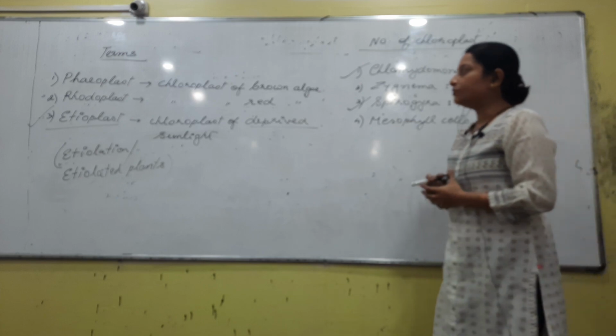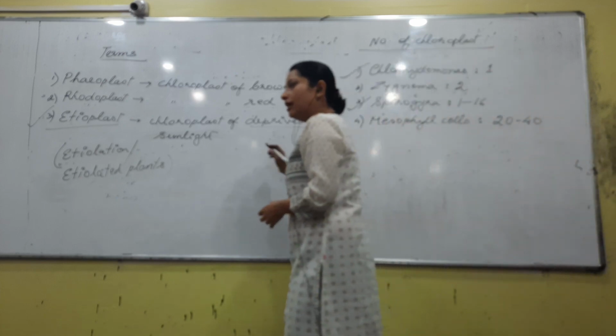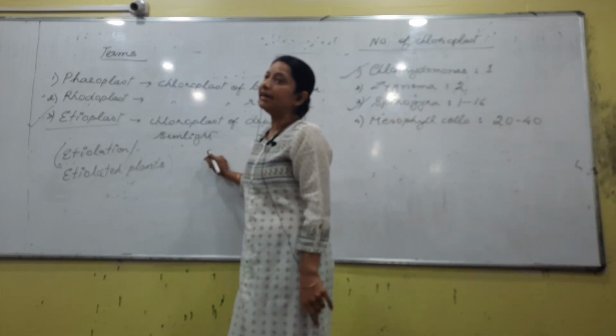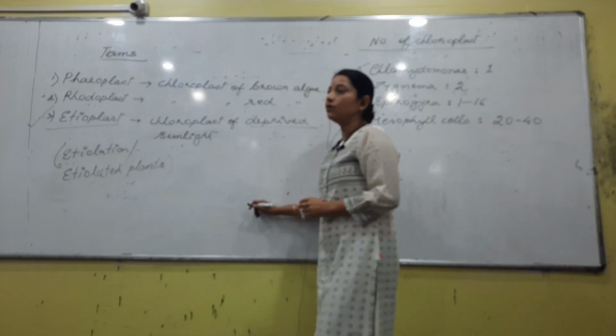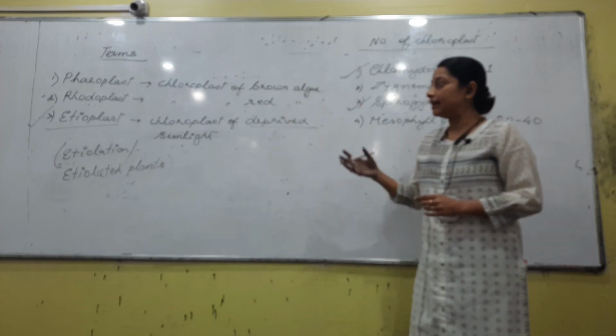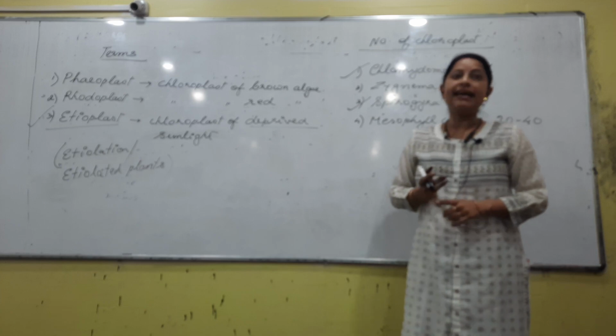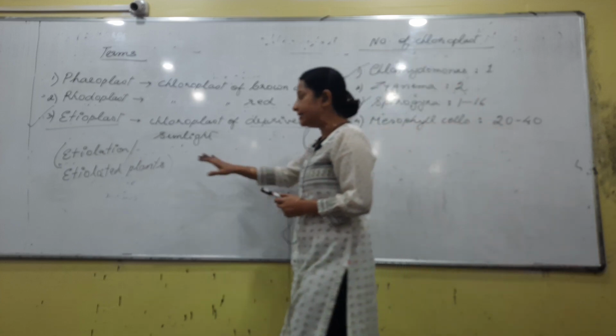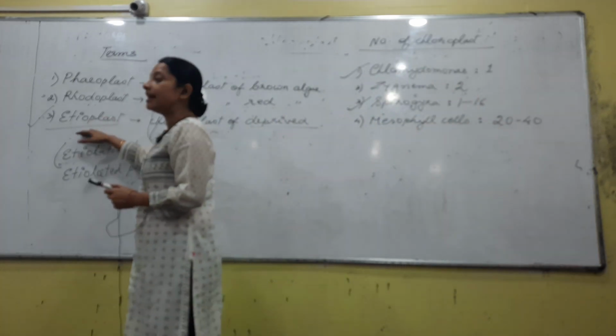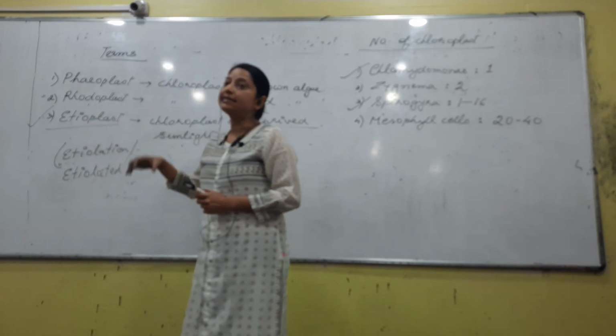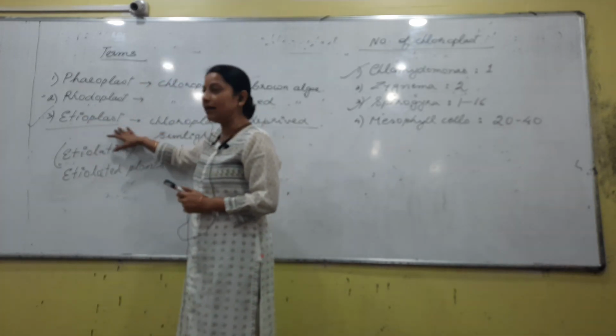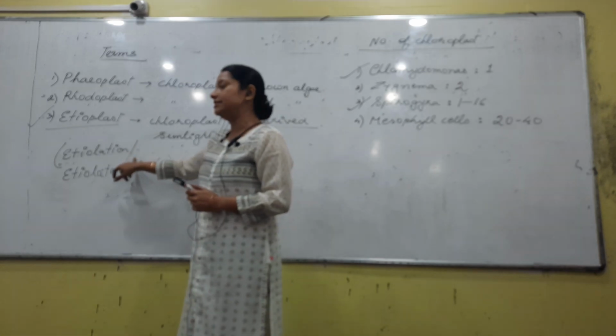So, pheoplast and rhodoplast are the two terms that we have understood. We have a new term that is called etioplast. Along with etioplast, two other terms come together: etiolation and etiolated plant. An etiolated plant has etioplast. The plastid of an etiolated plant is called etioplast, and the whole process is called etiolation.